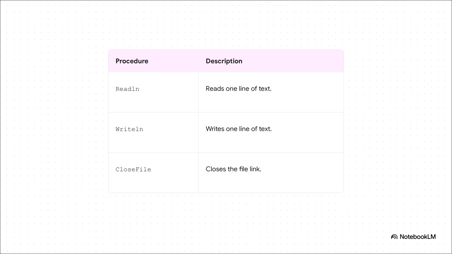And then you have your workhorses. Commands like readLn and writeLn let you get data out of the file or put new data into it, usually one line at a time. And finally, and I cannot stress this enough, you must always close the file when you're done. Forgetting this is like walking out of the library without returning the book. It locks the file, you could lose your changes. It's a classic rookie mistake.